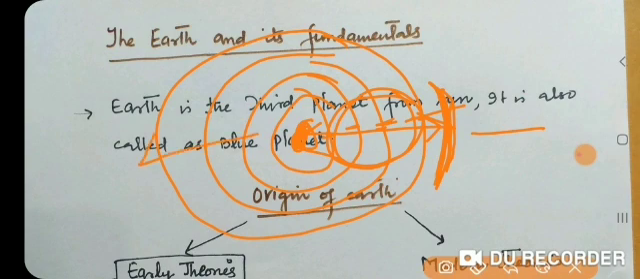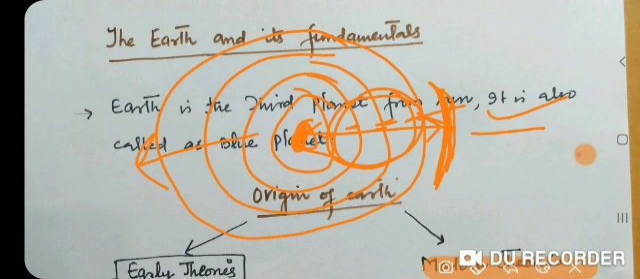These inner planets are also called terrestrial planets, meaning they are earth-like. Earth-like means they are made up of rocks and metals, or rocks and minerals. Inner planets are terrestrial, while the outer planets are called Jovian planets, or gas planets, because they are made up of dense gases. So Earth is an inner planet.